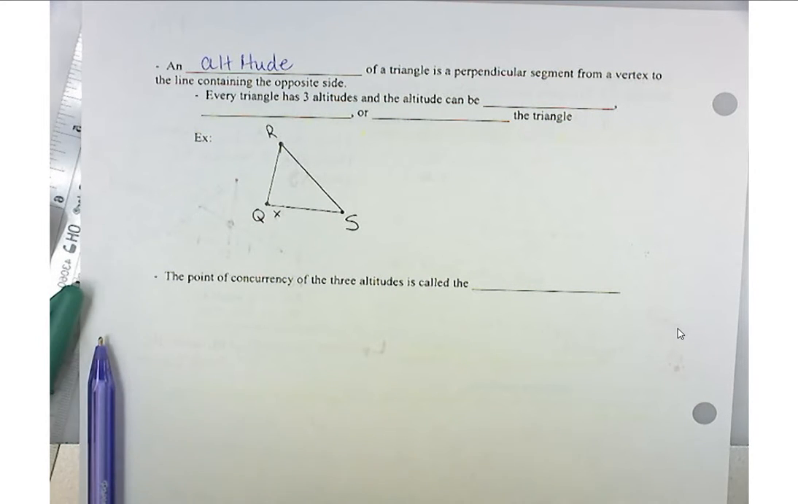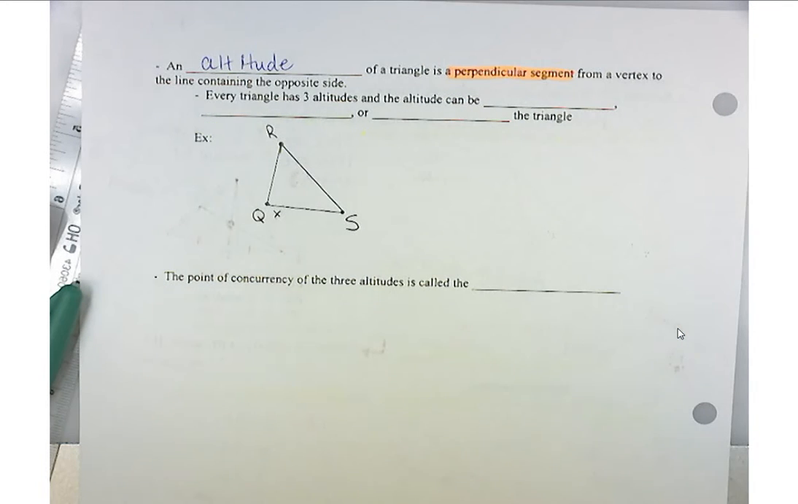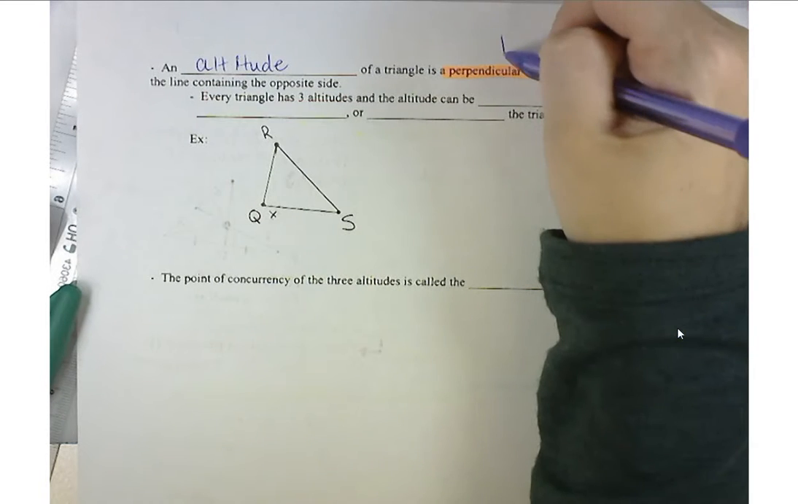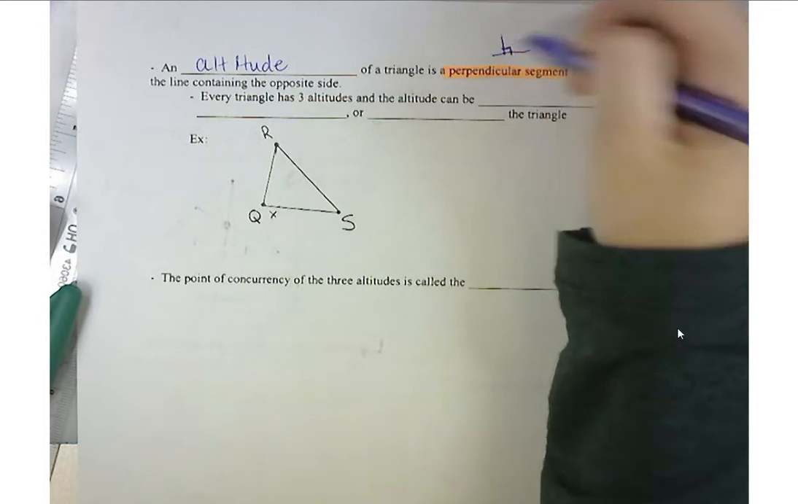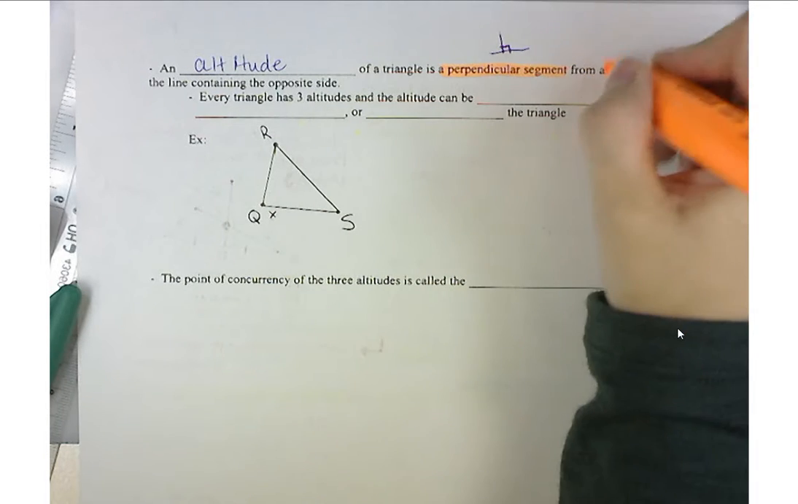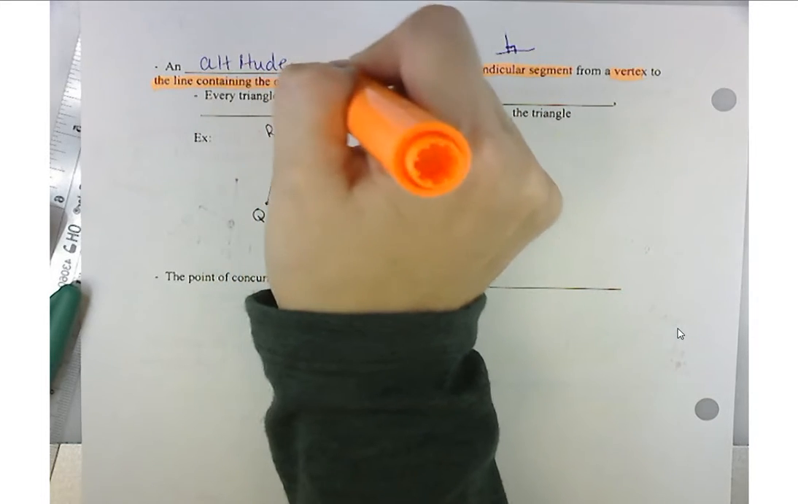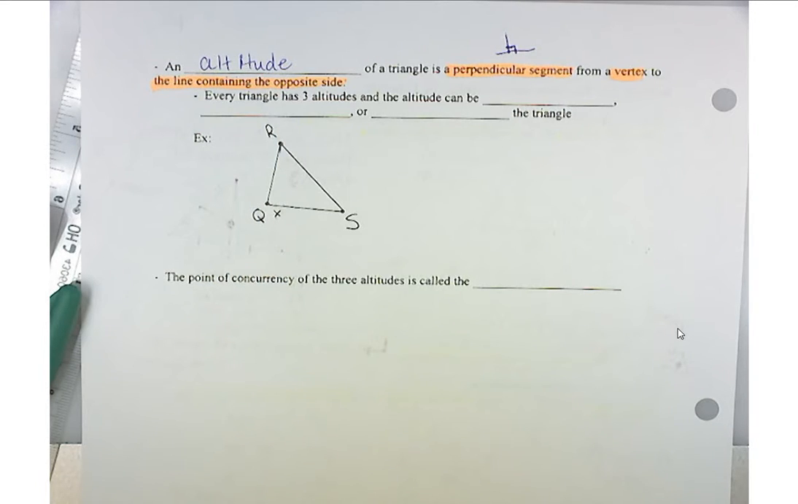Okay, so the altitude of a triangle is a perpendicular segment. So if it's perpendicular, that means it's going to form a right angle. And it's from a vertex to the line containing the opposite side. Now this is different from the last one. In the last one, it had to be to the midpoint. This one does not have to be to the midpoint. It's whatever is going to make that 90-degree angle.